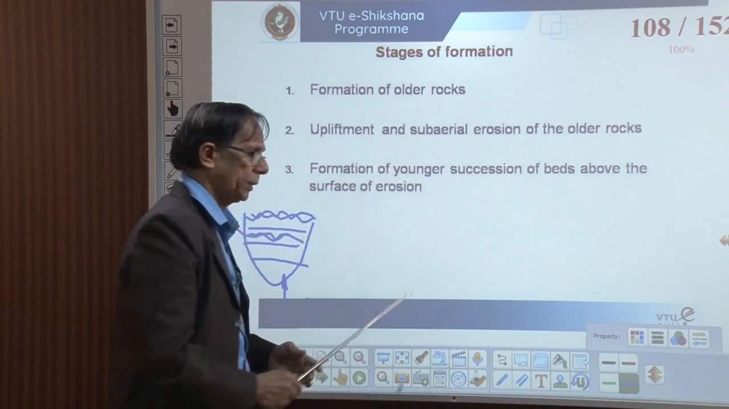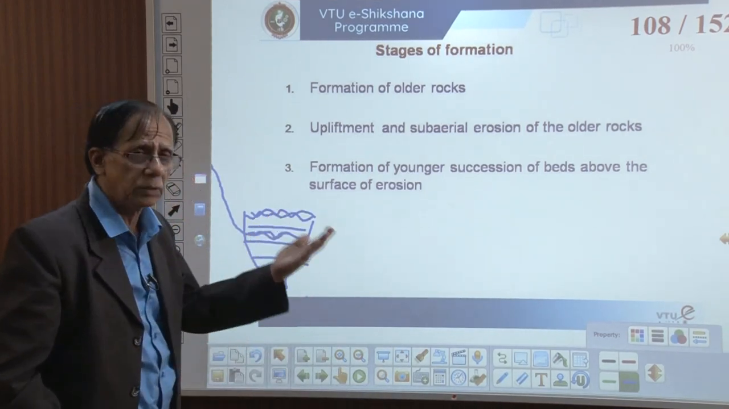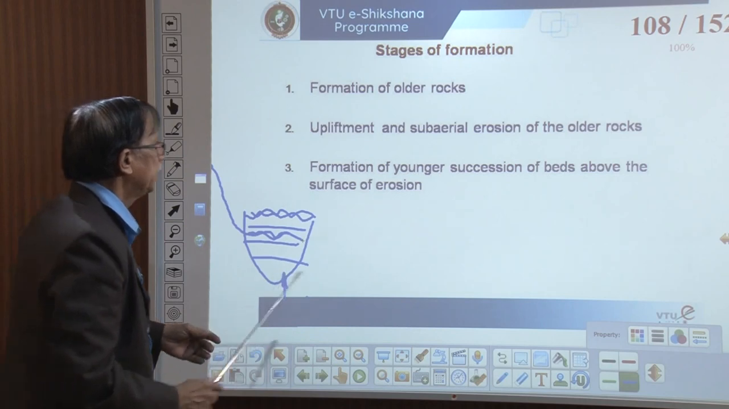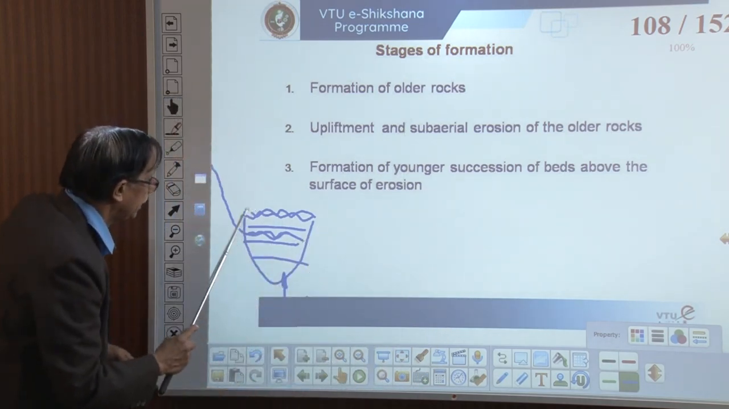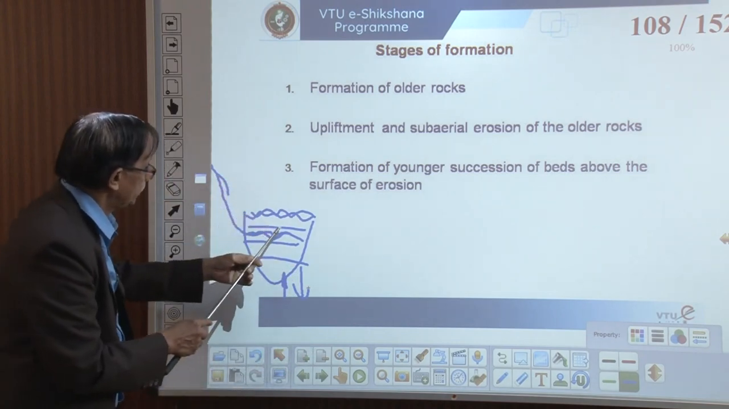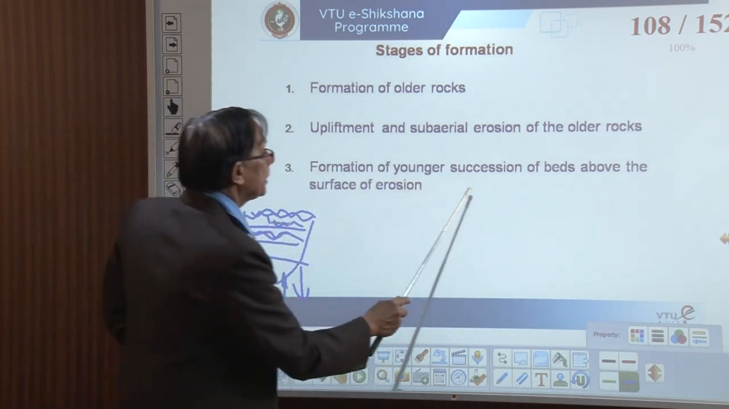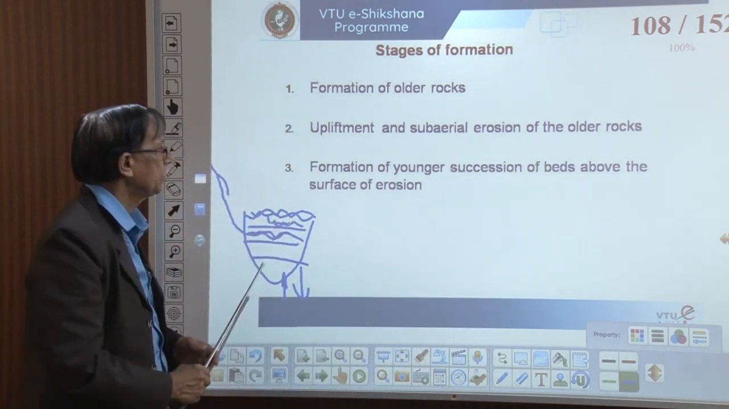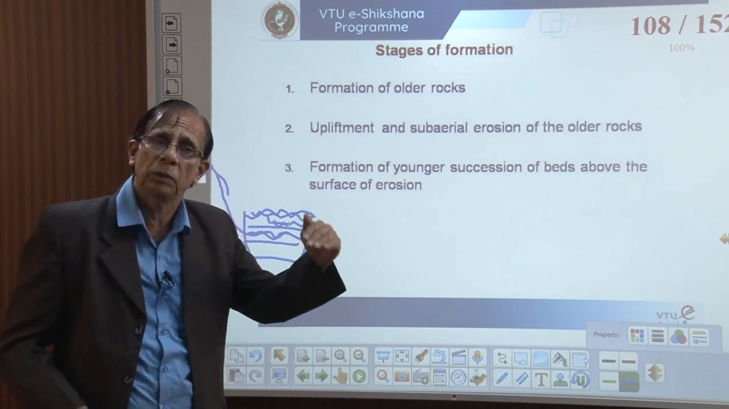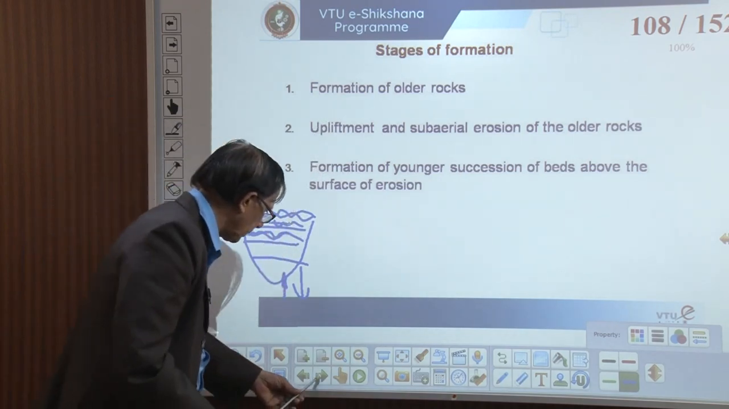So either upliftment is possible or global climate change where sea level moves down, and the already deposited materials can be exposed and undergo erosion. So there is subaerial erosion of these rocks. Then for formation of a younger succession, again there should be climate change with sea level rise, or some tectonic activity, subsidence, so these rocks move below sea level and there is space for deposition. That is the formation of a younger succession of beds above the surface of erosion. These are the major steps, facilitated through tectonic movement or global sea level rise and fall. Therefore, these are important stages of formation of unconformity.